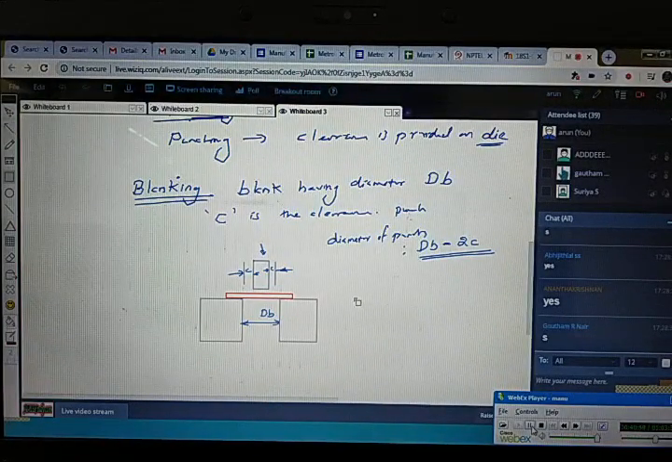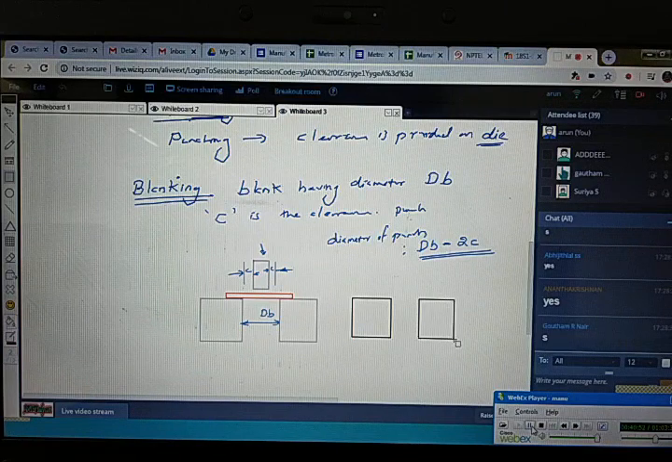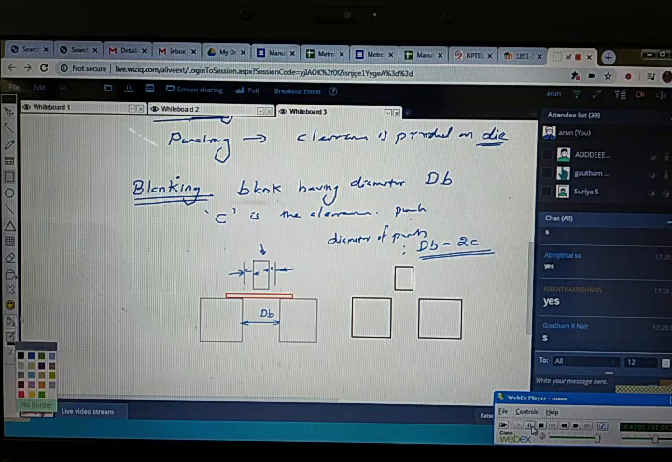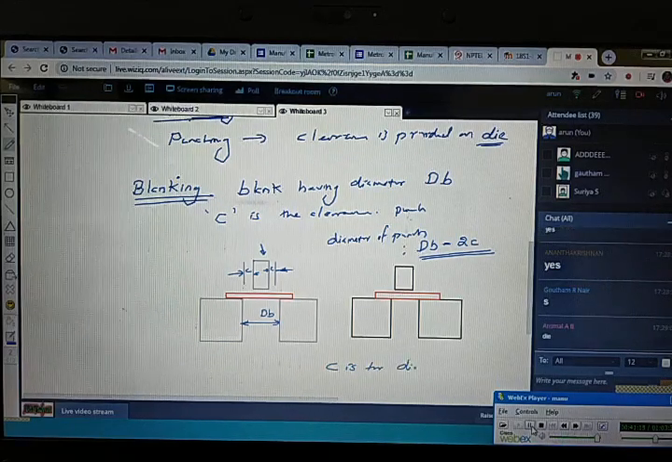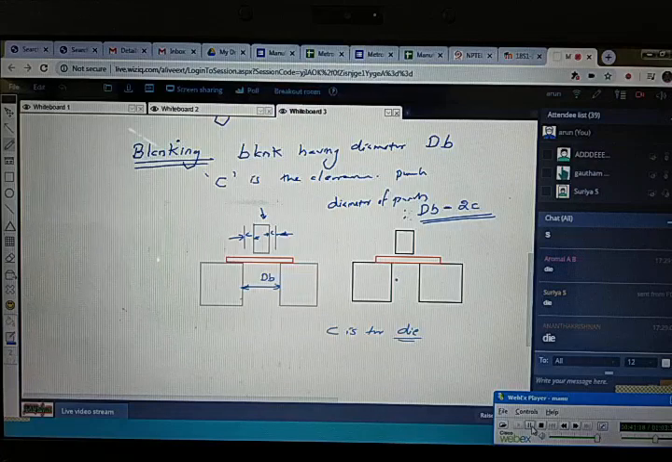In the same way, let's consider the punching operation also. Let me draw the figure. Here the punch is here, and the workpiece is kept in between. In the case of punching, where is the clearance? In the die, isn't it? Yes, C is the clearance provided in the die, and the hole to be produced is taken as DH. So here one C is provided, and here also one C is provided.